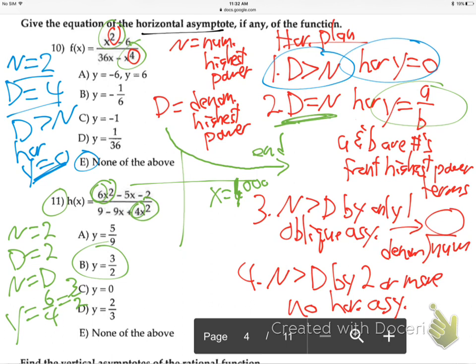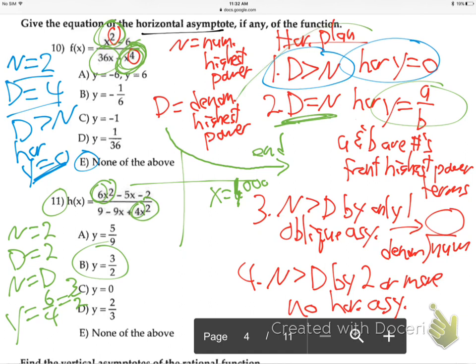If you're plugging 1,000 into x to the 4th, 1,000 to the 4th, that's gigantic. 36 times 1,000 is nothing compared to 1,000 to the 4th. So that's why it's all about the most powerful term, top and bottom, when you're talking about horizontal, because it's way off to the right. That's why all that matters.